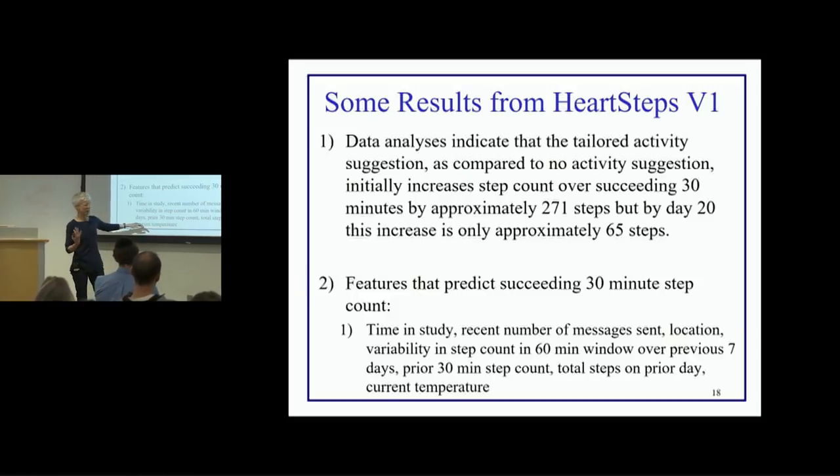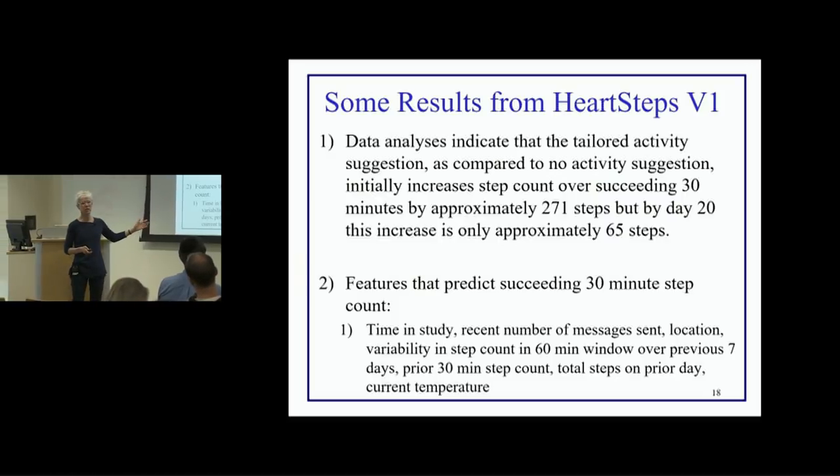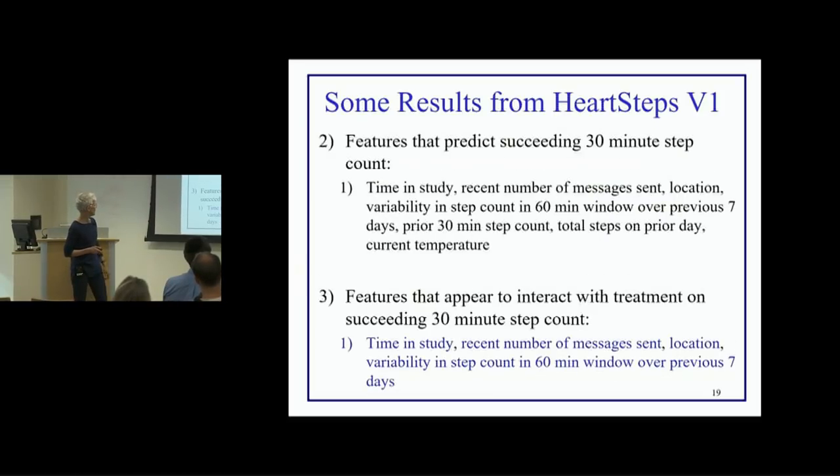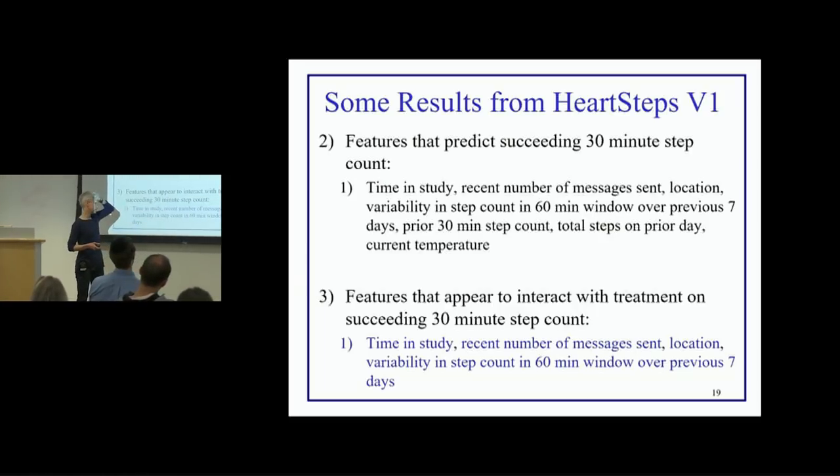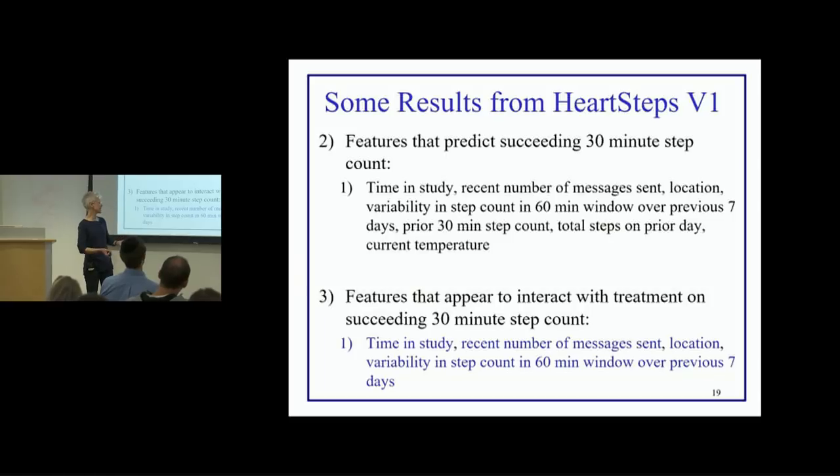What's the recent dose? How many times have we bothered you? Your current location had a big impact, actually. How variable your step count was in the prior 60-minute window, that was quite interesting. The more variable, and the prior 30-minute step count, and so on. So these are predicting 30-minute step count, regardless of whether or not you received a message. And then which variables really interacted with the responsivity to that message? Well, we already mentioned time in study, recent dose, how often we've been bothering you, location, and how variable your step count was in the hour around that time over the prior week. The more variable, the more responsive you were. It was quite interesting.